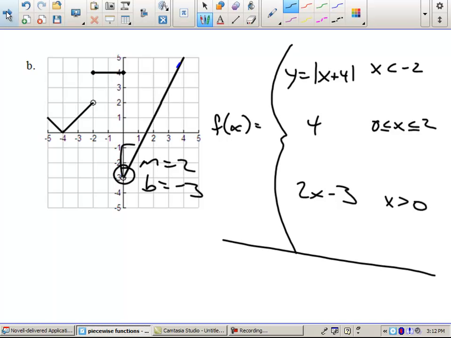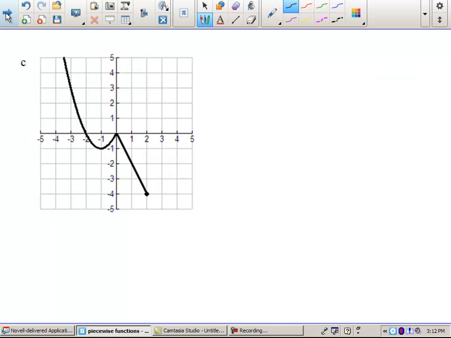Hopefully that wasn't too bad. Let's see, I think I will do one more. Let's look at this thing. It looks like it's broken into 2 pieces to me. This piece looks to be quadratic, and it seems to be followed by a linear function, and so I'm going to write it that way.